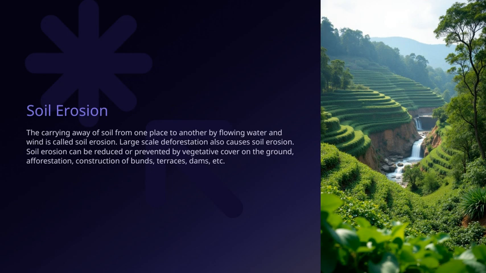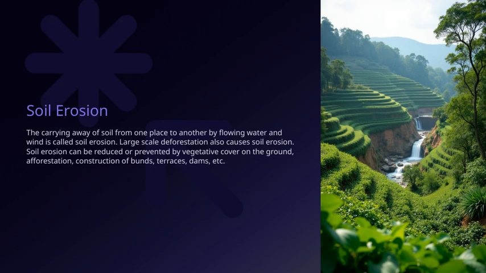To combat soil erosion, there are several effective strategies we can implement. One of the most important is maintaining vegetative cover on the ground. Plants, grasses, and shrubs help anchor the soil and prevent it from washing or blowing away. Afforestation, or planting trees in deforested areas, also plays a crucial role in stabilizing the soil.